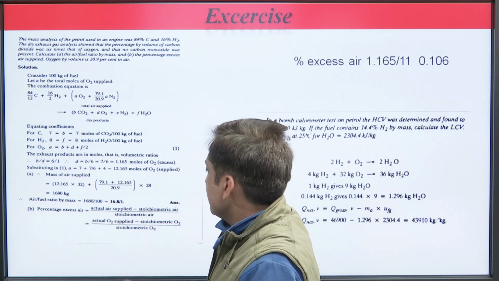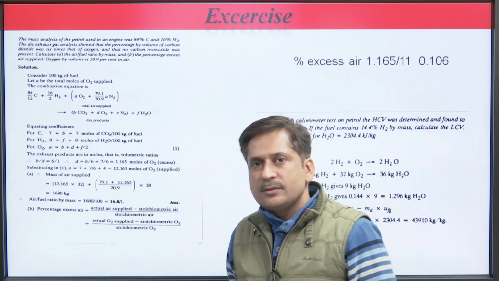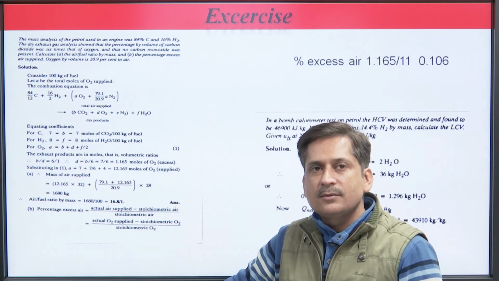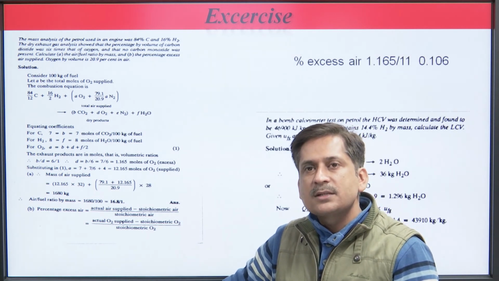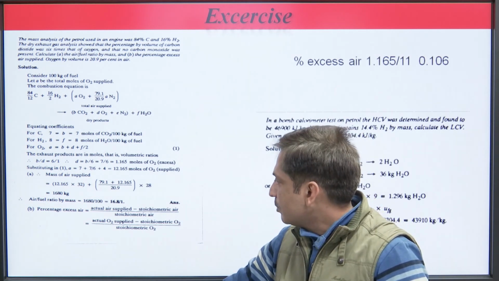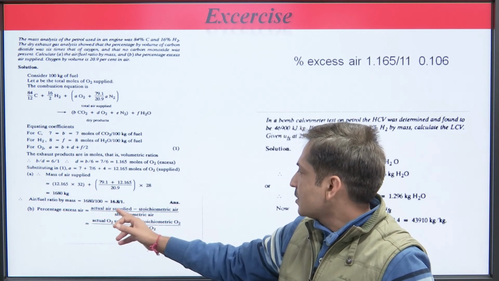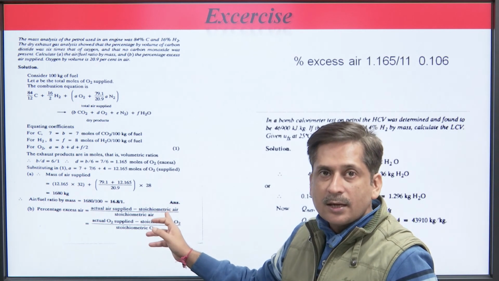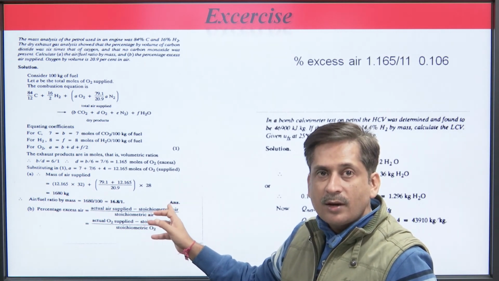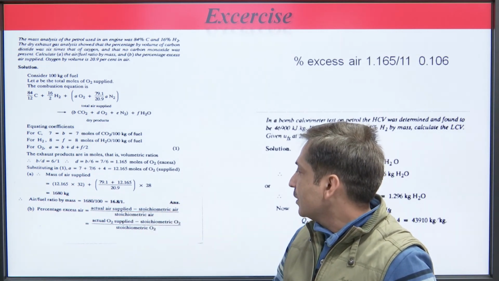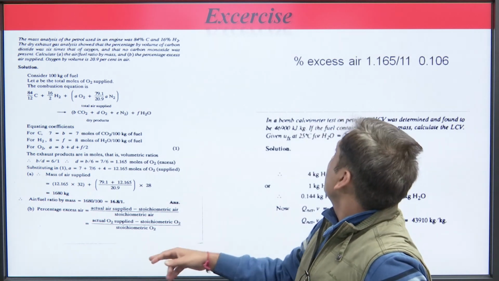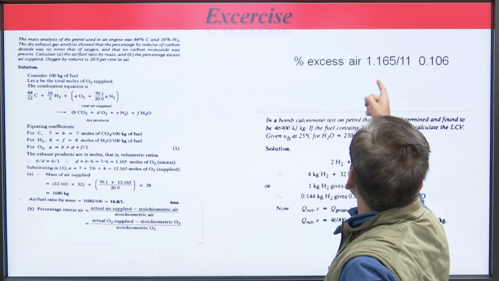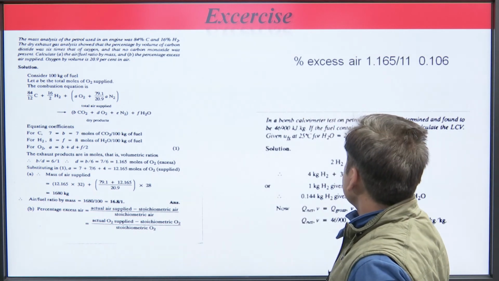Now, the percentage excess air can be evaluated, because the air you have supplied may be chemically correct or excess air. How is the percentage of excess air evaluated with the help of this formula? Actual air supplied, minus the chemically correct air required, upon the stoichiometric air. Putting in the values, the percentage excess air comes out to be 0.106.